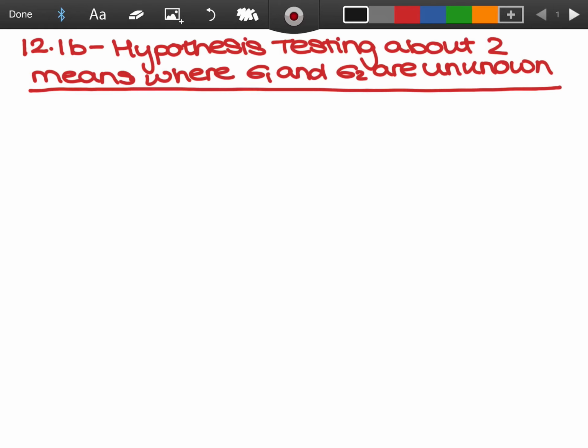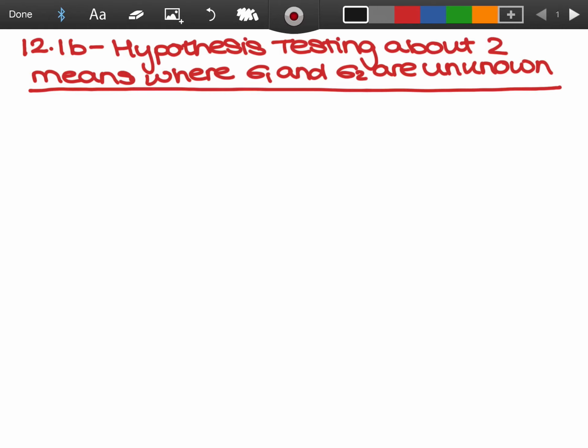You're trying to investigate something about the population means because you're not sure about what they are. You only know what the sample means are from each sample that was taken from each population. So if you don't know the sample means, you're not going to know what the spread of the data is. You're not going to know what that population standard deviation is. So this is much more like real life.